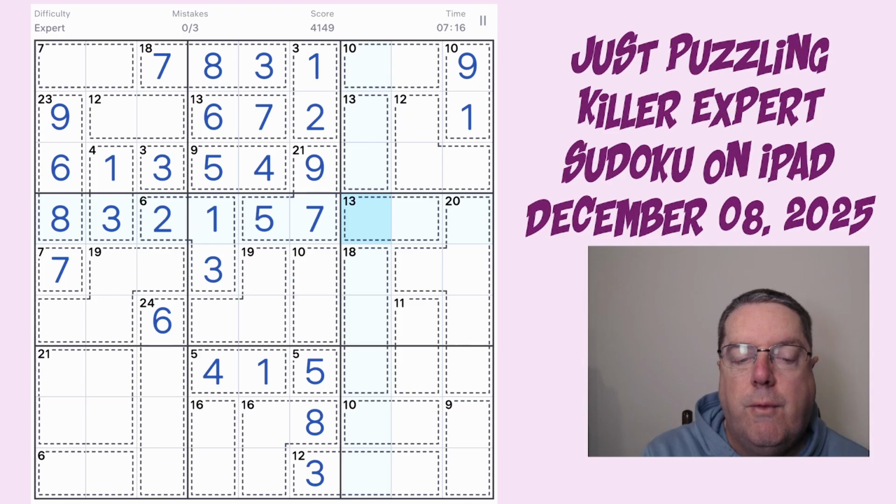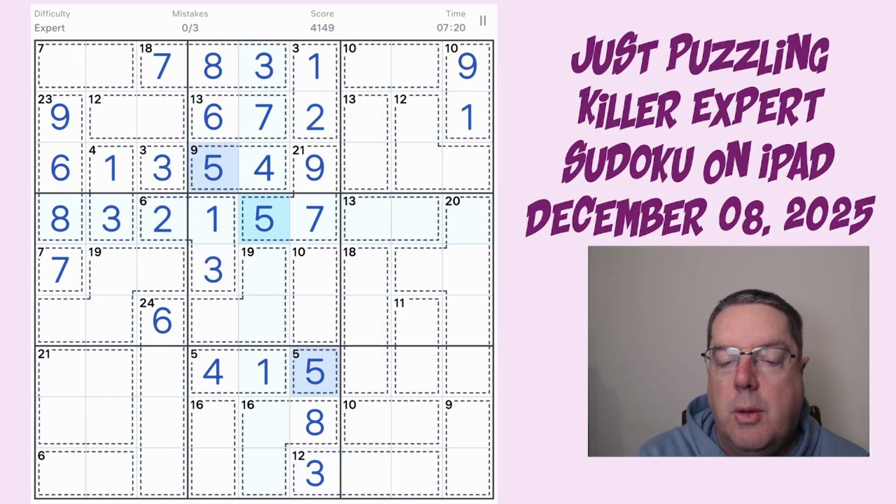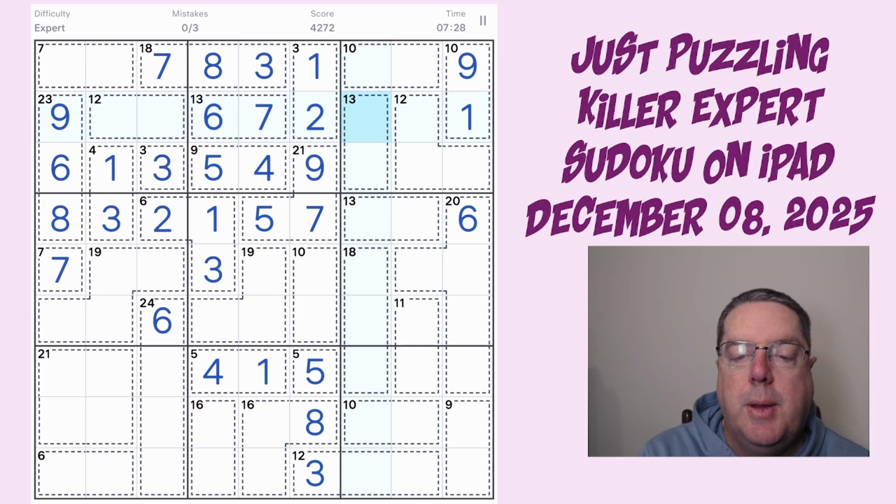This is 9 and 4 here. Don't know any. 1, 2, 3, 4, 5. So if that's 9 and 4, that's got to be a 6. Okay. So 6 and 7 can't be there. 9 and 4 can't be there. So this is 5 and 8. 5 can't be there. So that's a 5, leaving this to be an 8.